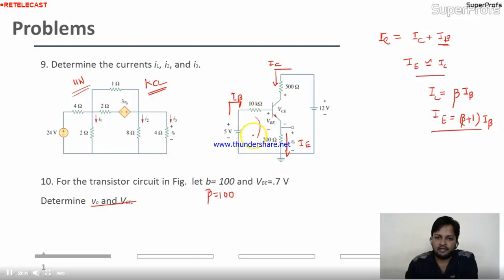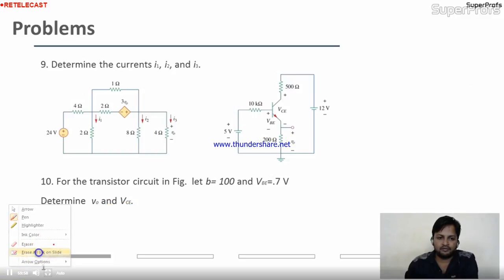Can I apply KVL in this circuit? Yes. Up to this junction, we have only IB in the circuit, and after this the current is IE. So please keep this point in mind while solving. So I'm going to apply KVL here. This is IB and this one is IE. Apply the KVL.